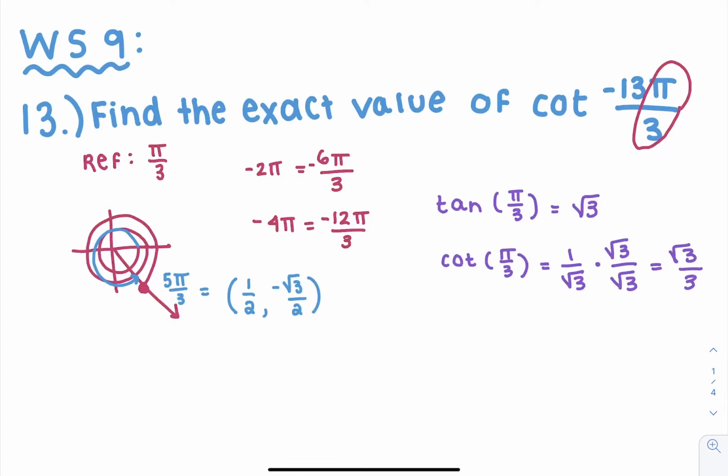The last thing I need to figure out is if tangent is positive or negative in this quadrant. So in this quadrant, if we have all students take calculus, tangent is negative, so that means our final answer is negative the square root of 3 over 3.